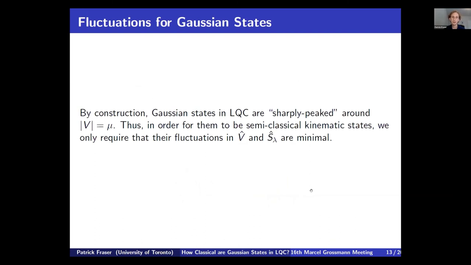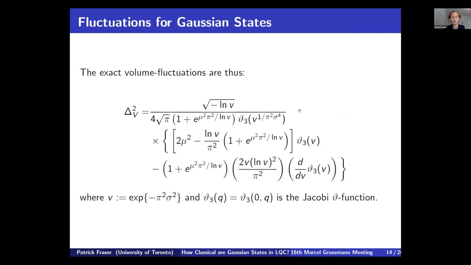Now by construction, these Gaussian states are sharply peaked in the appropriate sense around this absolute volume. So in order to determine if they are semi-classical kinematic states, we only require that their fluctuations in V and S lambda are minimal. So if we go ahead and calculate the exact volume fluctuations for these states, we get this expression.